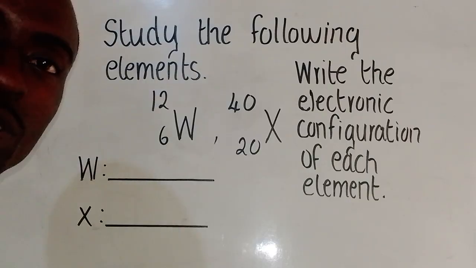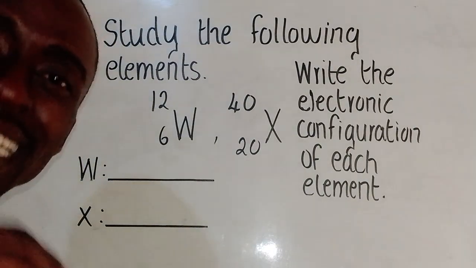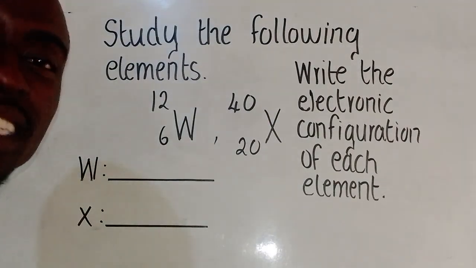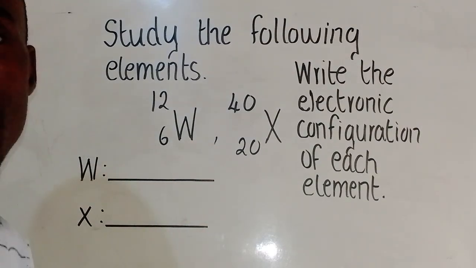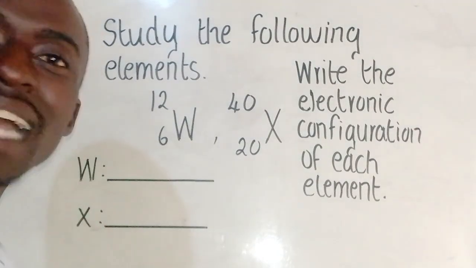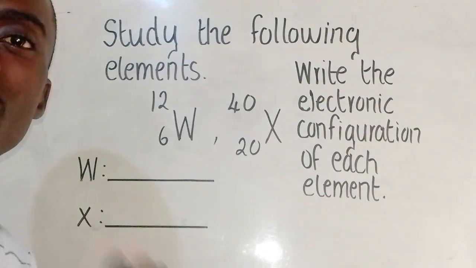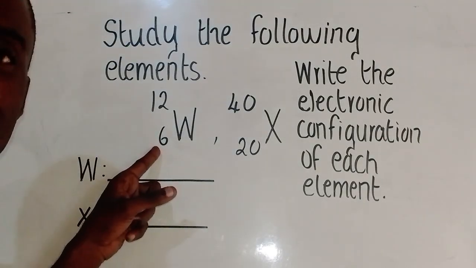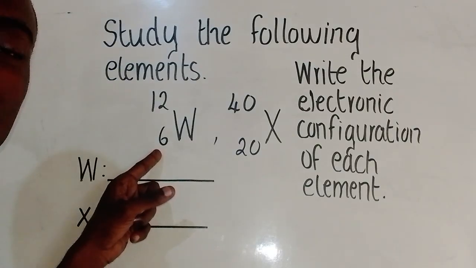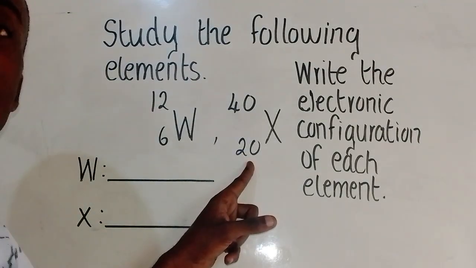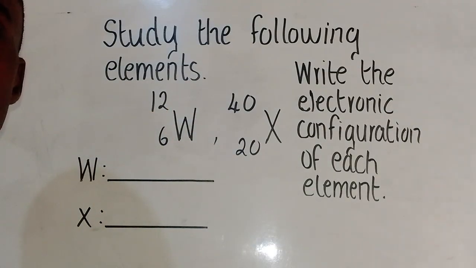When they say electronic configuration, it simply means the setting or the distribution or the number of electrons in each shell. You must know that these elements given are neutral atoms, meaning that in a neutral atom, the number of electrons is equal to the number of protons. This number down here is the atomic number or the proton number, which simply means that the electrons are 6, and the electrons are 20. These two numbers you see on top are the mass number or the nucleon number.